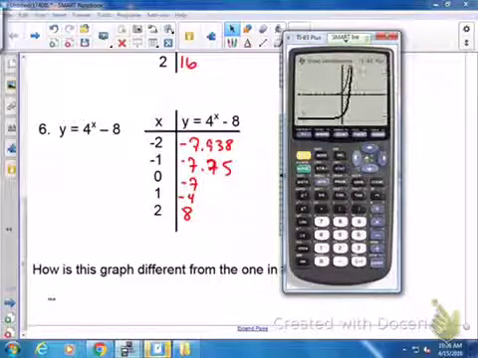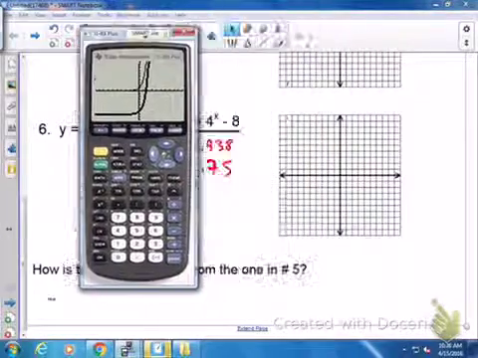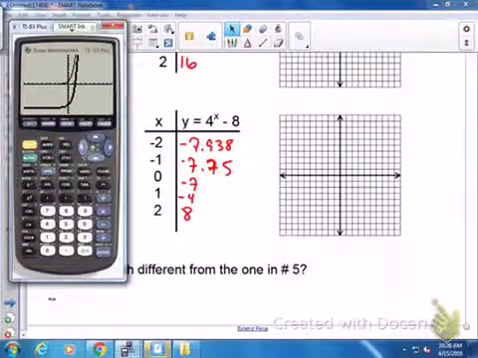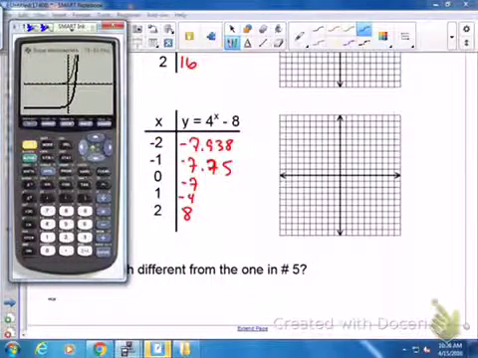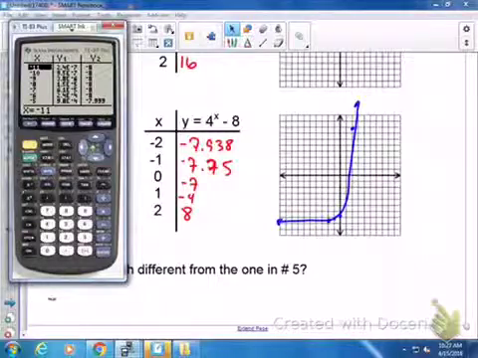Now I'm going to look at the graph on my calculator. You can kind of see the difference. I'm going to graph this one also. Negative 2 is at negative 7.938, so really close to negative 8. So maybe about right there, maybe a little lower. The next one, now it gets closer and closer. It says -8, but that's just so close to -8 that it doesn't know what else to put.